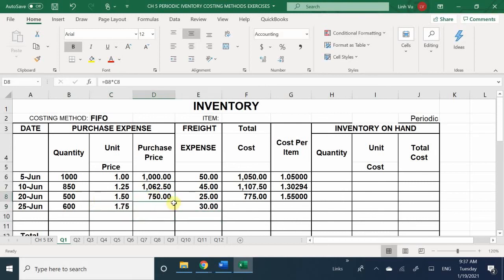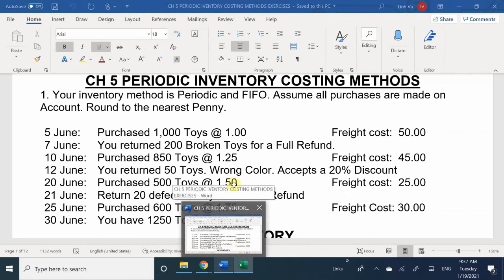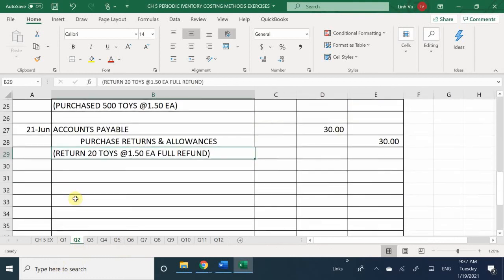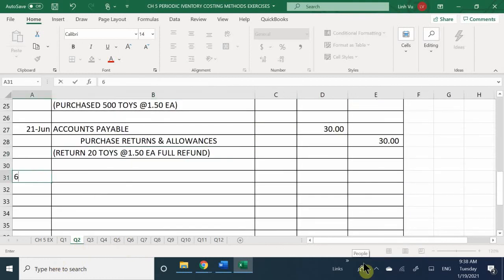Okay, if I pull this information down, what's my purchase price going to be? 1,050. What's my total cost going to be? 1,080. And lastly, what is my cost per item? $1.80. Now, hold on. Let me double confirm that the freight was 30. Good. So now that we solved it in our box first, then I can go to my journal and say, well, I know exactly what it is.